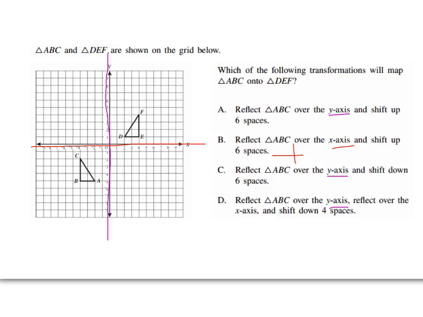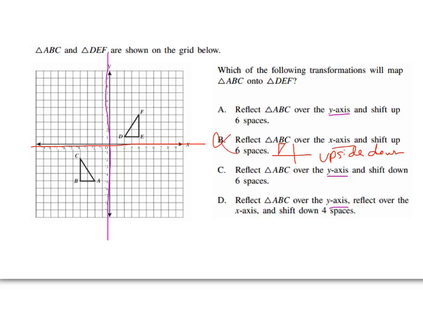So if here's our little picture, that would mean it would be upside down like that, and then shifted up 6 spaces. So that would be upside down. It's not going to work like that. So we know it cannot be B. So now let's check the other ones. Let's start down here at the very bottom. So it reflects over the y-axis, so be over here, and then reflects over the x-axis, and then down 4 spaces. Okay, so that one's a little intensive, so let's check that one out.